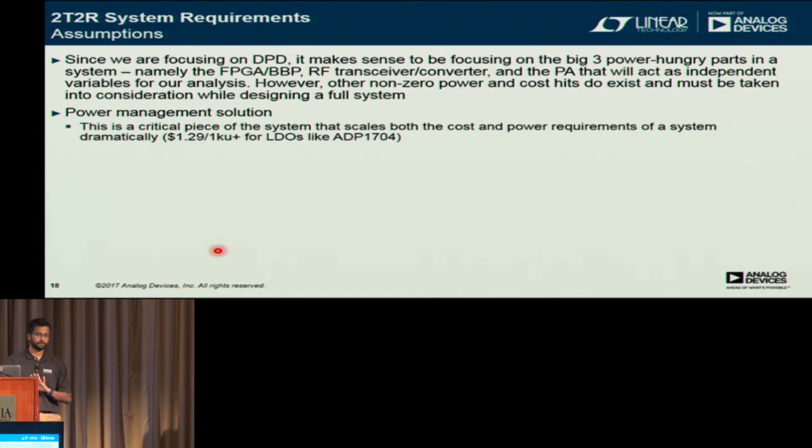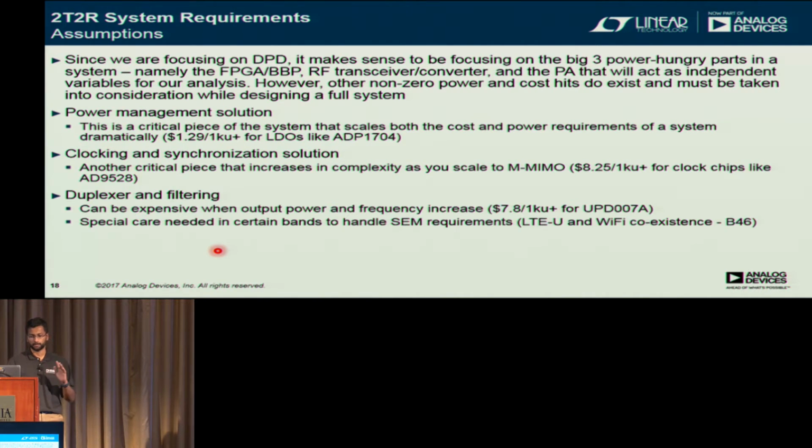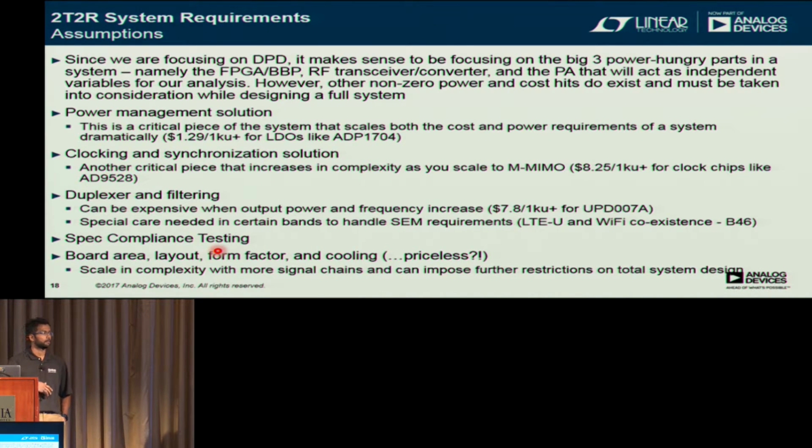But that is not to take away from your power management, your clocks, your duplexer and filtering requirements, your spec compliance testing, which can take man hours, and lots of ATE tests and all that, all of non-recurring expenses, and also board area, layout costs, form factor, cooling. They all figure into your total cost of operation in the end, but I'm saying, okay, ignore that because we're focusing our attention on DPD.